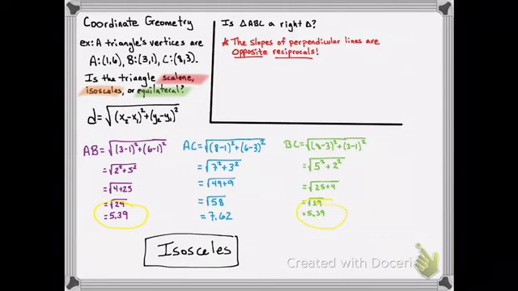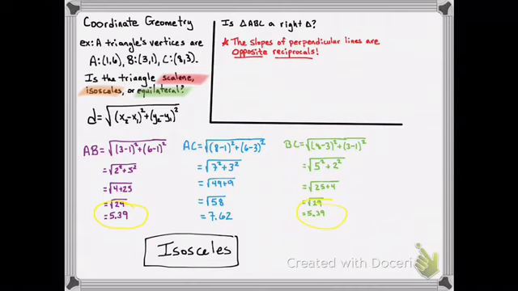Opposite reciprocals. We should know this. What I need to do is check the slopes of all three of my sides. If any two pairs of slopes are opposite reciprocals, then I've got myself a right triangle. If none of the pairs are opposite reciprocals, then I don't have a right triangle. That's all that we have to determine.